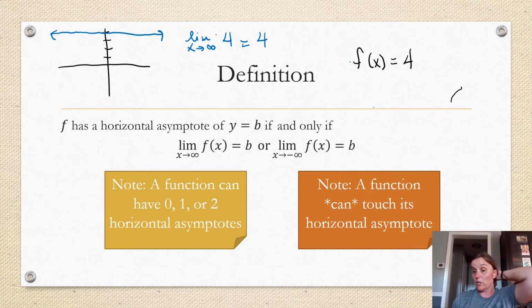Before calculus, when we talk about asymptotes, we talk about it as a line that you get closer and closer to, but you never really touch it. That's a bit inaccurate for what the actual definition of asymptotes are. You may touch an asymptote.